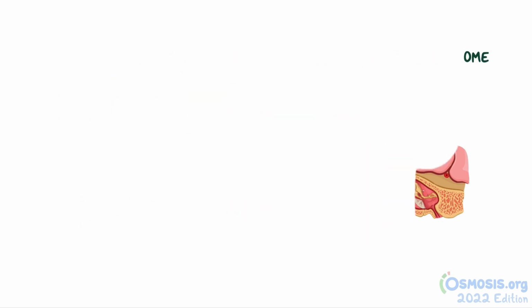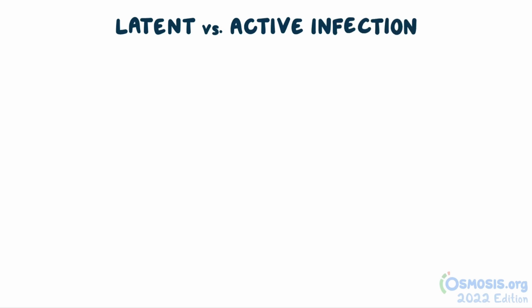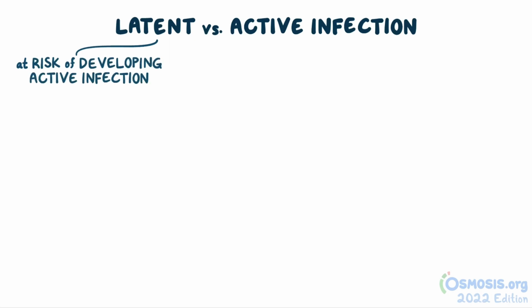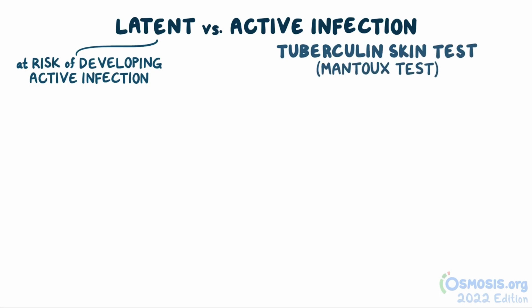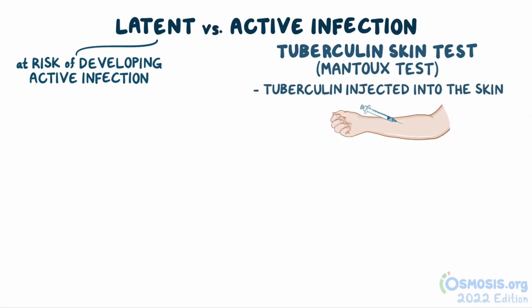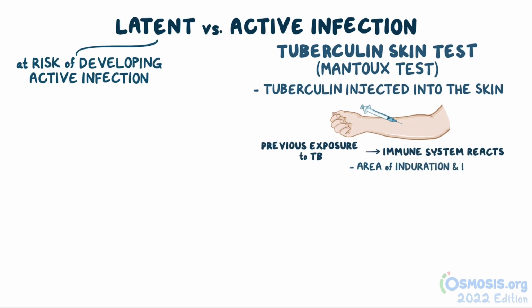The treatment is different for latent and active infection. In fact, latent TB should only be treated when the patient is at risk of developing the active infection. An important aspect here is the tuberculin skin test, also known as the Mantoux test, where a component of the mycobacteria, called tuberculin, is injected into the skin. If a person has previously been exposed to TB, the immune system reacts to the tuberculin and produces an area of induration and redness within 48 to 72 hours.